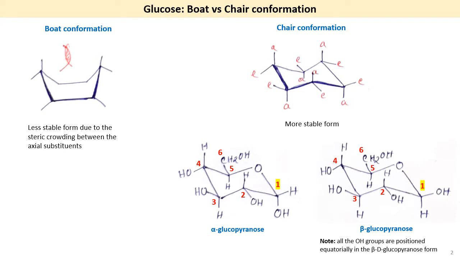Now you can note that in case of the beta form, all the OH groups are positioned equatorially. That is in C1, C2, C3 and C4, all of them are placed equatorially. Even if you consider C5, the CH2OH is placed equatorially. And you must have studied this, that when the bulky groups are placed equatorially in a chair form, that particular form is more stable. So in solution, beta glucopyranose is found in higher extent, or beta glucopyranose is more stable than alpha glucopyranose.